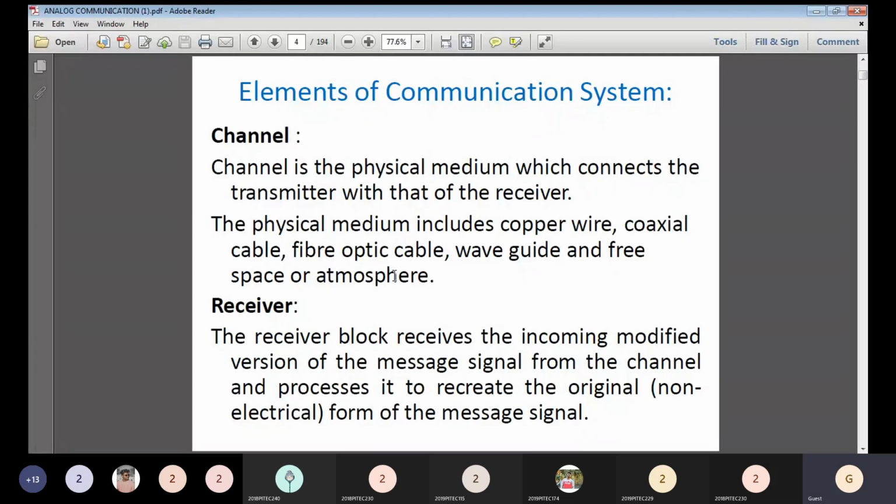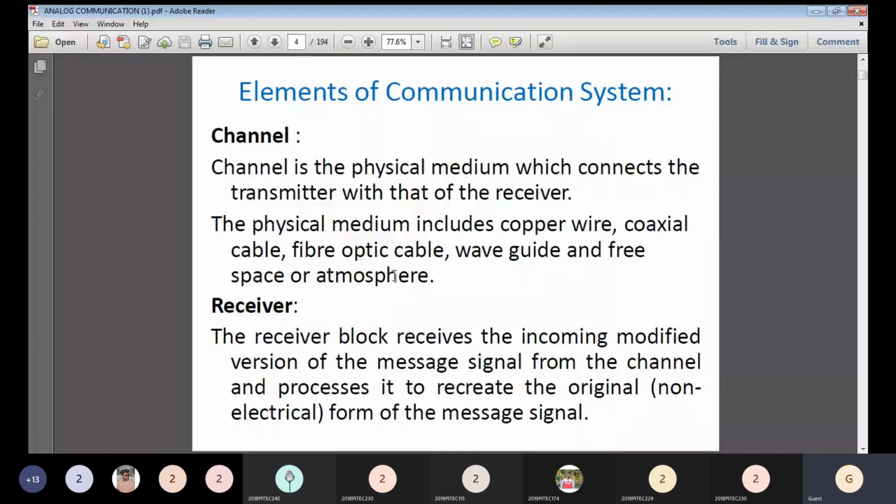Next one is the receiver. The receiver block removes the noise first, because the received signal is a noisy signal. From the noisy signal, it removes the noise. Next, it identifies the original information and gets back the original signal. It converts the received signal into a suitable, original form. Then the original form signal is delivered to the destination. Next, signals, messages and informations. We know very well.